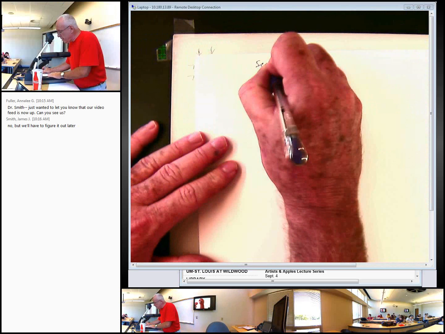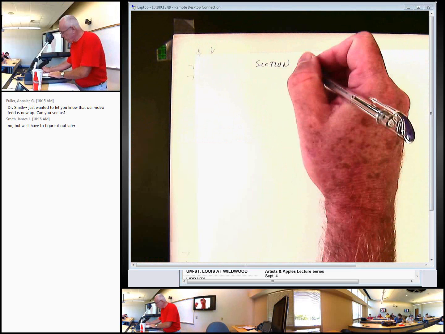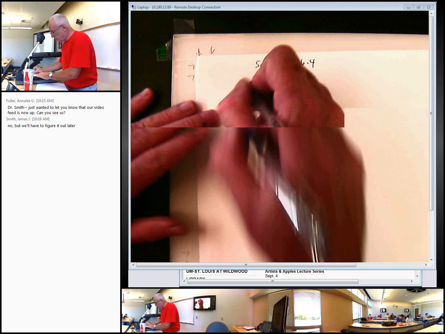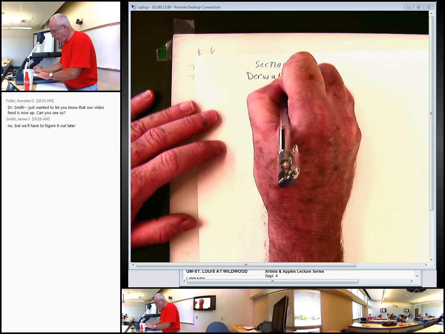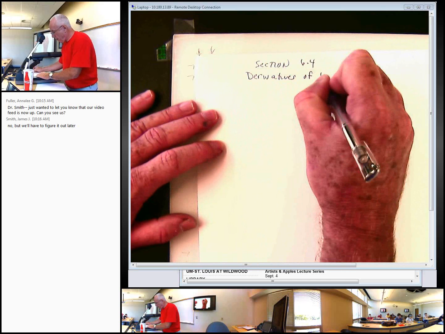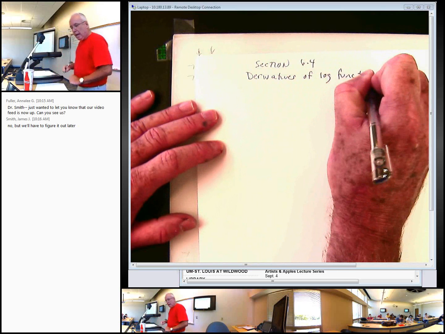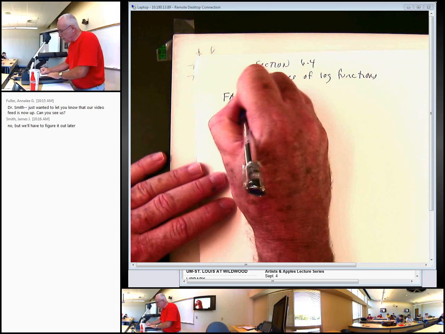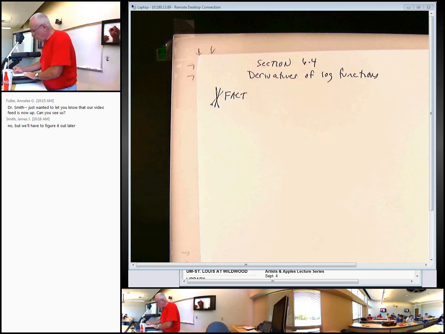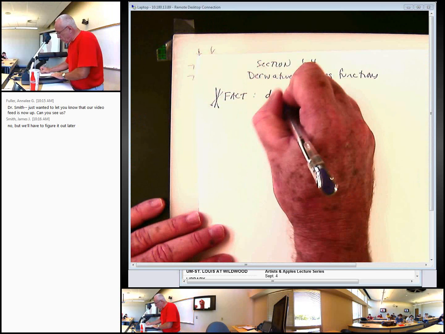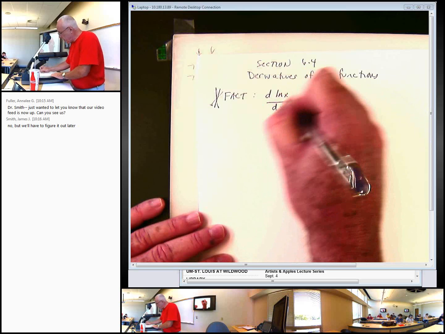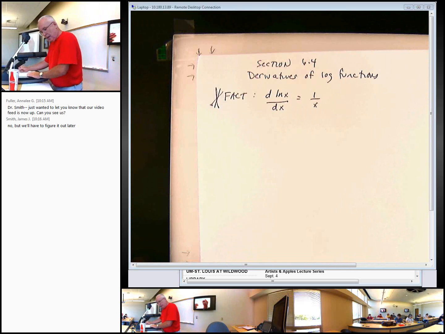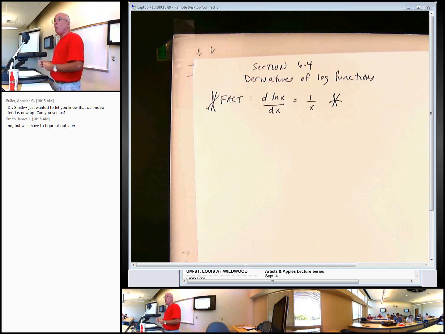Now we're back to some calculus here with this section. This section's about taking the derivative of log functions. And the first thing we have is this fact. And again, a fact that you need to remember. The derivative of the natural log of x with respect to x is equal to 1 over x. In fact, we're going to do a quick proof of this to show why this is the case.